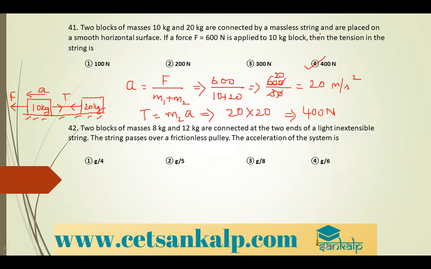Okay, next problem. Two blocks of masses 8 kg and 12 kg are connected at the two ends of a light inextensible string. The string passes over a frictionless pulley. The acceleration of the system we have to find.